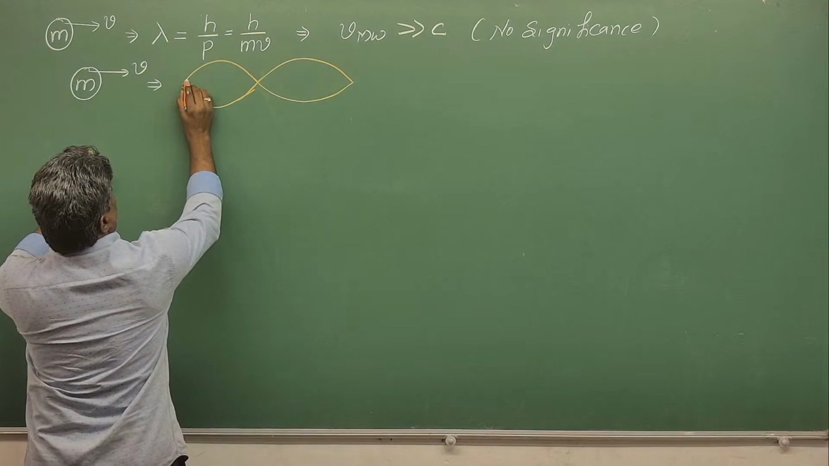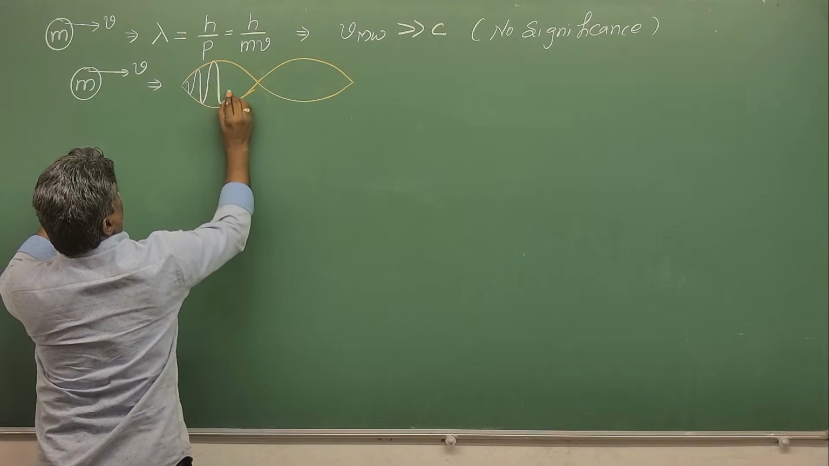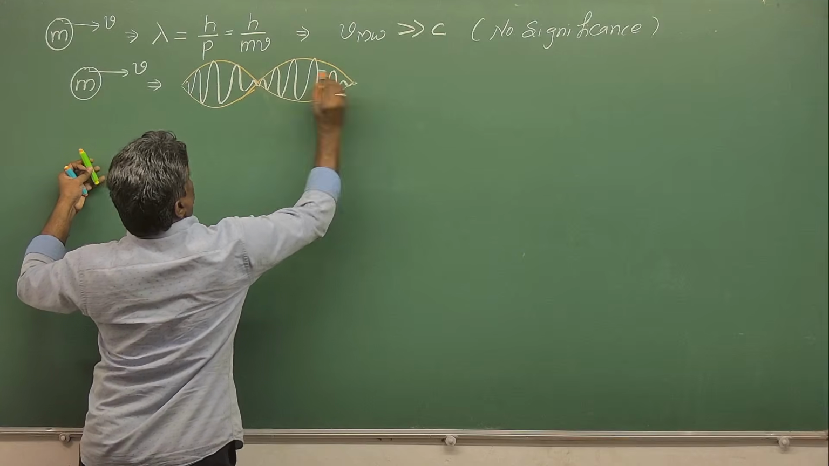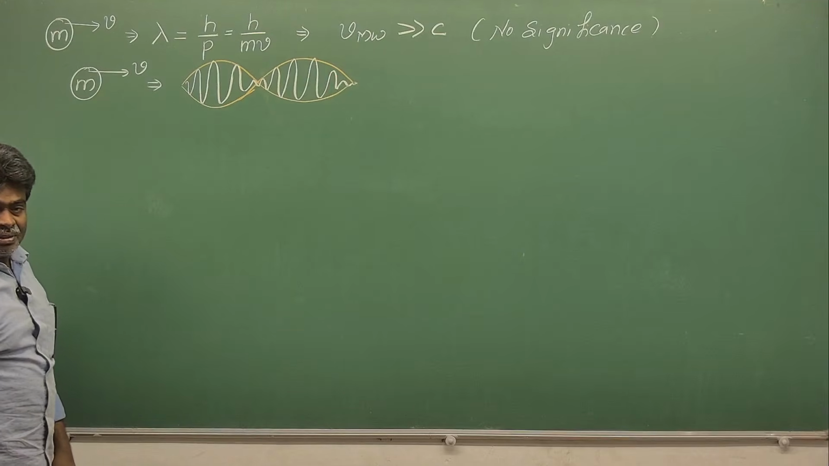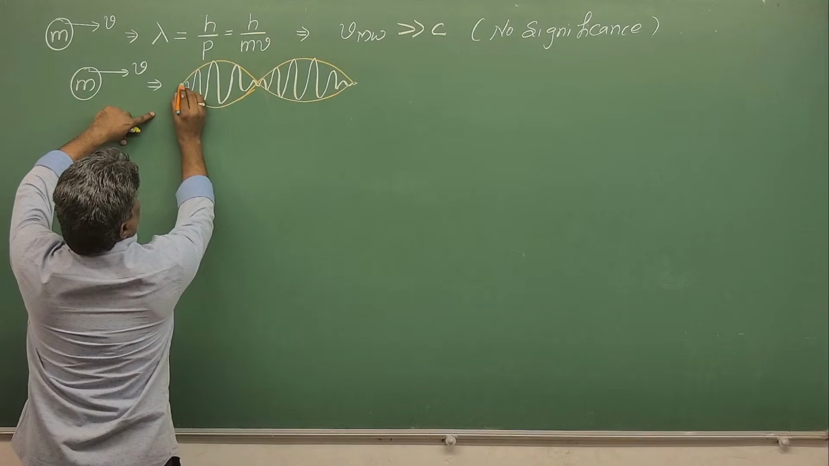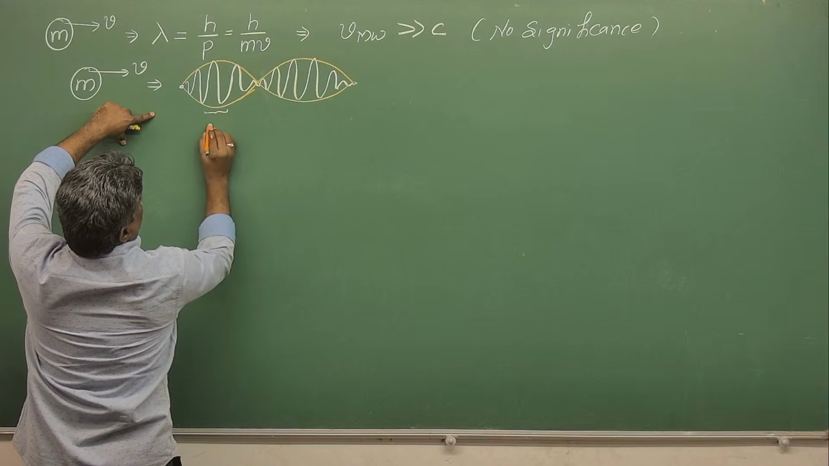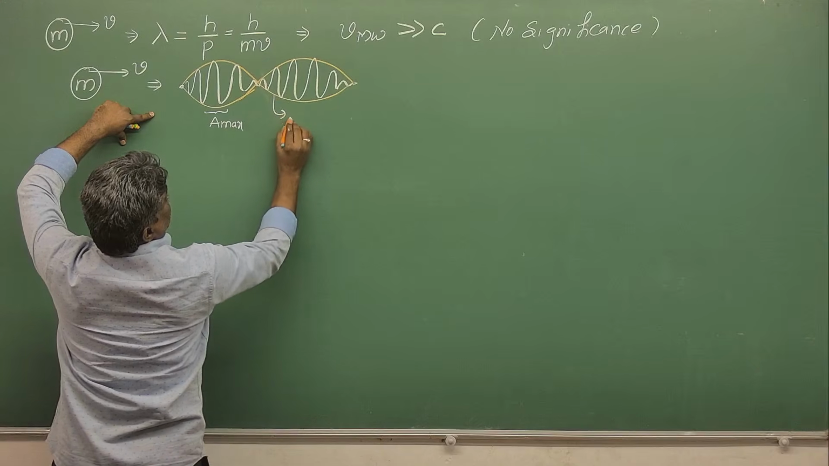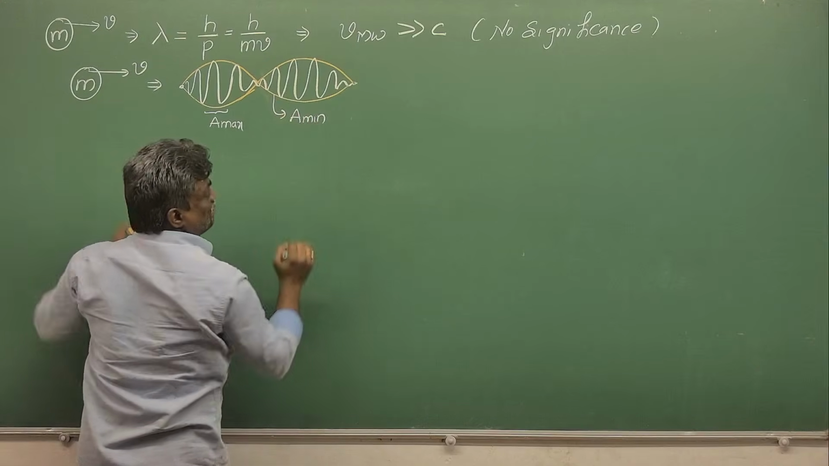So, it's a superposition of a group of waves like this. So, the particle motion is represented like this. That means, here the amplitude is maximum, if you see. And here somewhere in this region, amplitude is minimum.